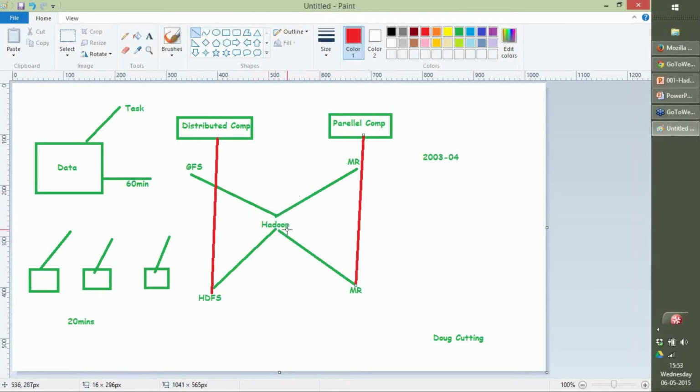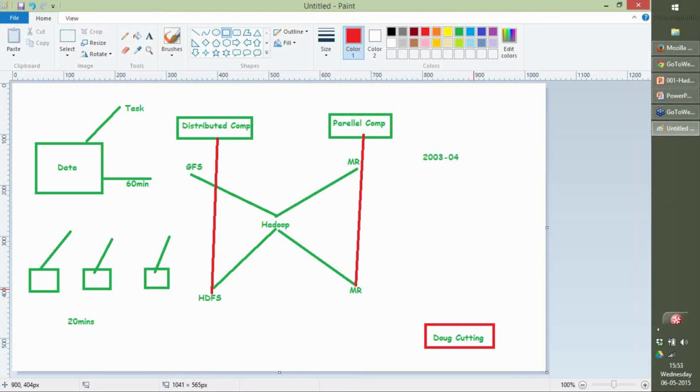Most of you already know why the name Hadoop has been given. Hadoop is the name of Doug Cutting's son's toy elephant. He felt this name was very unique, and that is why he gave the name.